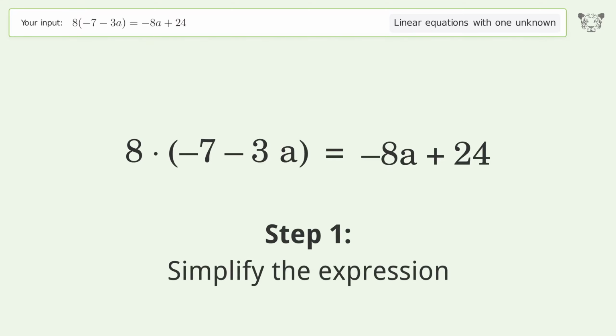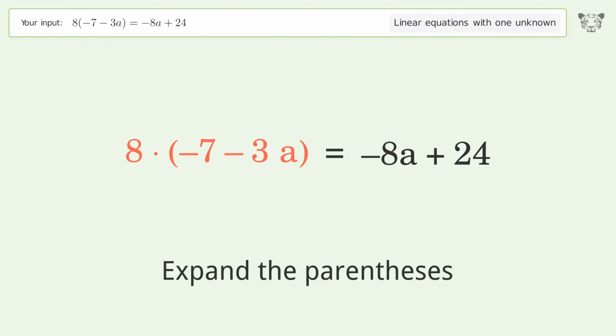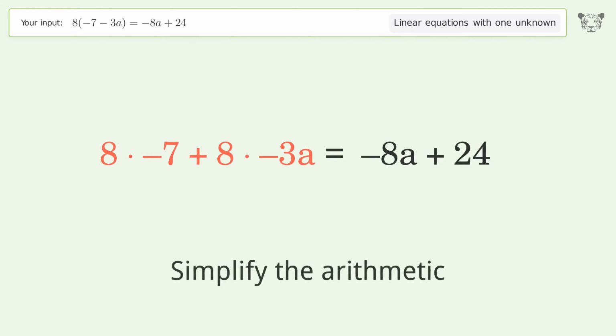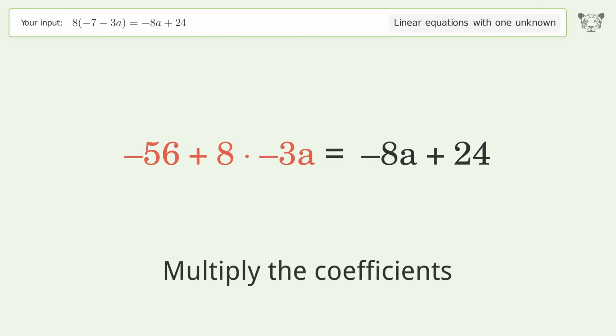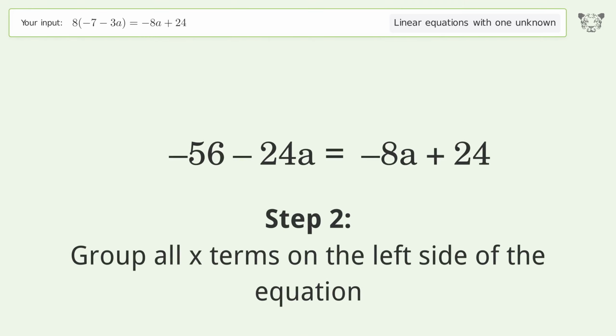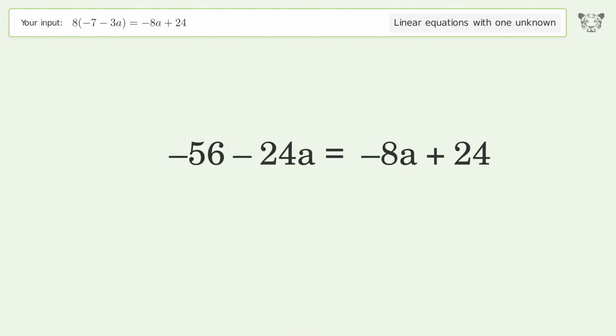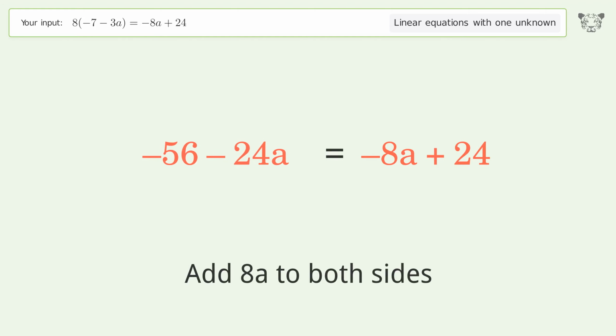Simplify the expression. Expand the parentheses. Simplify the arithmetic. Multiply the coefficients. Group all x terms on the left side of the equation. Add 8 to both sides.